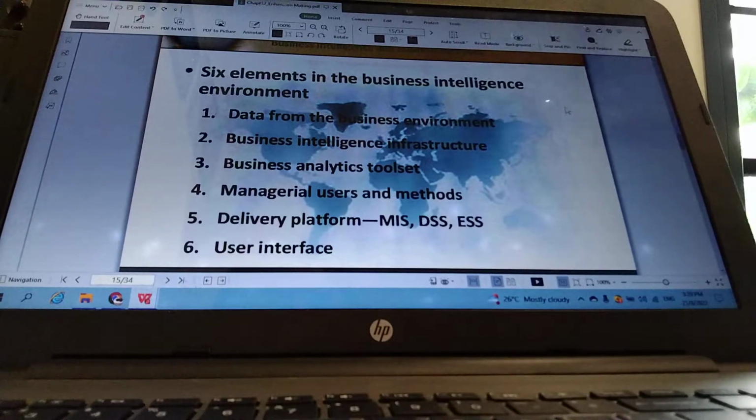Also, we're going to look at what are the BA tool set available in helping us in this. We're going to look at managerial users and methods, basically the senior managers and middle managers or the operational managers, how they make use of this business intelligence environment, and what are the methods or skills acquired with them in order to make use of this environment in making decision.